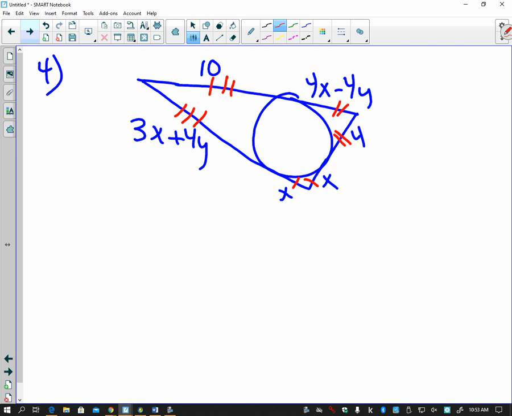All right, so I can write equations to solve for x and y. What equations can I write? Ten equals 3x plus 4y. Let's write that a little bit differently: 3x plus 4y equals 10. Is there another equation I can write? 4x minus 4y equals 4. What can I do with that? Does anybody know a shortcut to solve that?